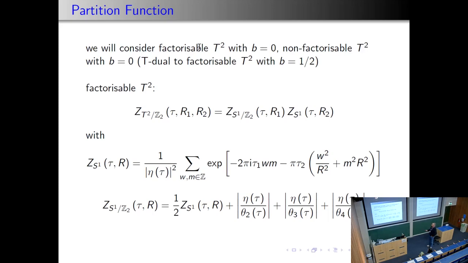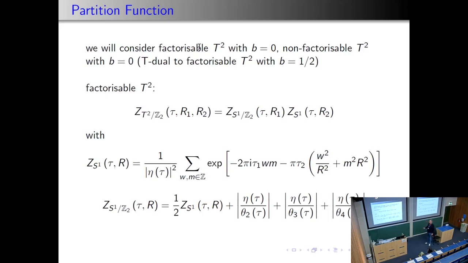So now let's compute the partition functions in these two examples, and I will restrict myself even more to fewer examples. I will just look at the factorizable one with zero B field, or at the non-factorizable T2, also with zero B field. And this one is T-dual, actually, to the factorizable one with B field 1/2.